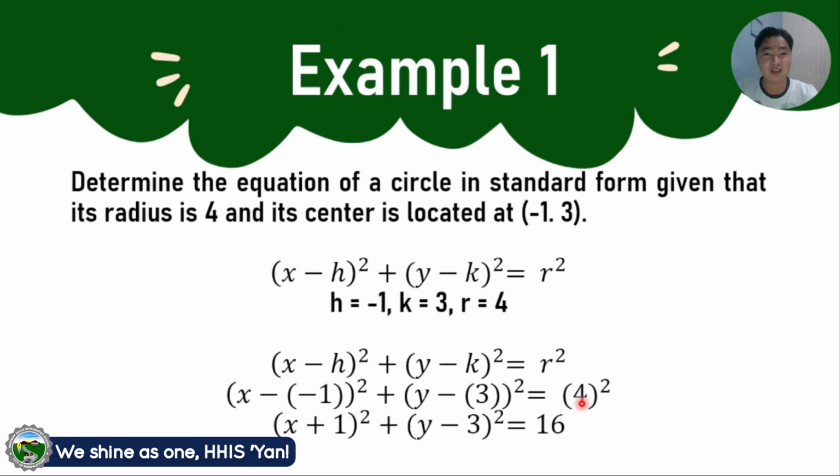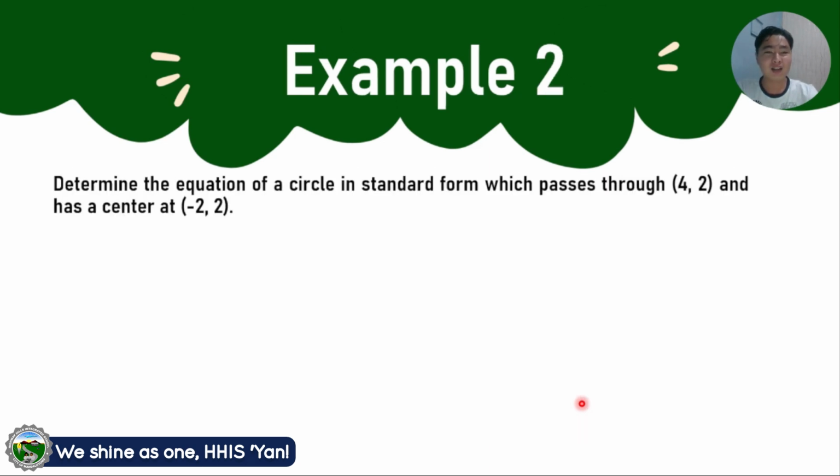Let's have the second example. So, our second example is given in this equation. The equation of a circle in standard form which passes through 4, 2 and center of -2, 2. So, kanina, binigay na sa atin direkta kung ano yung radius. Dito sa part na to, medyo kakaiba. Kasi binigay yung center pero wala yung radius. Instead, ang binigay sa atin yung isang point na dinadaanan ng circle.